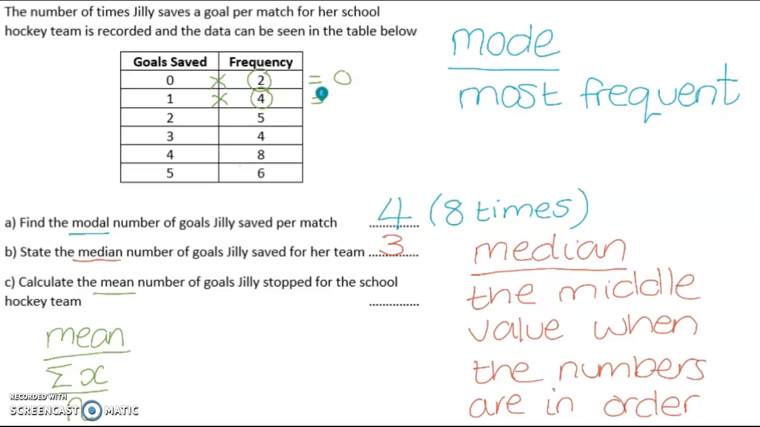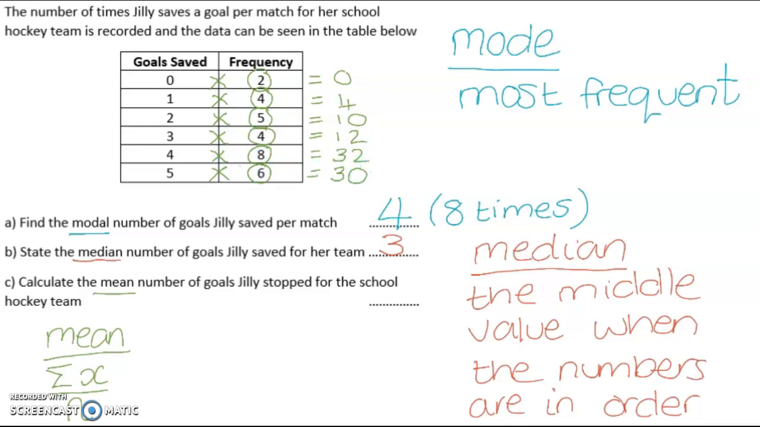4 times 1 is 4. I have 5 lots of 2, and 5 times 2 is 10. I have 4 lots of 3, and 4 times 3 is 12. I have 8 lots of 4, and 8 times 4 is 32. And I have 6 lots of 5, and 6 times 5 is 30.